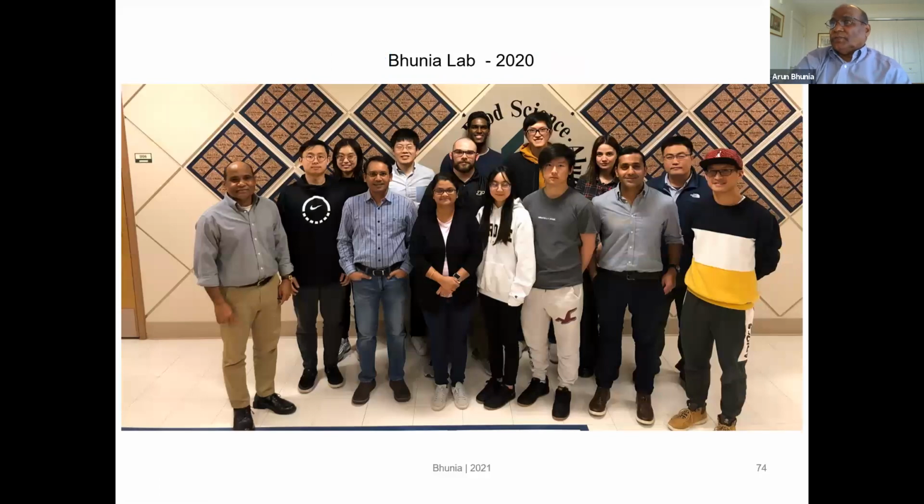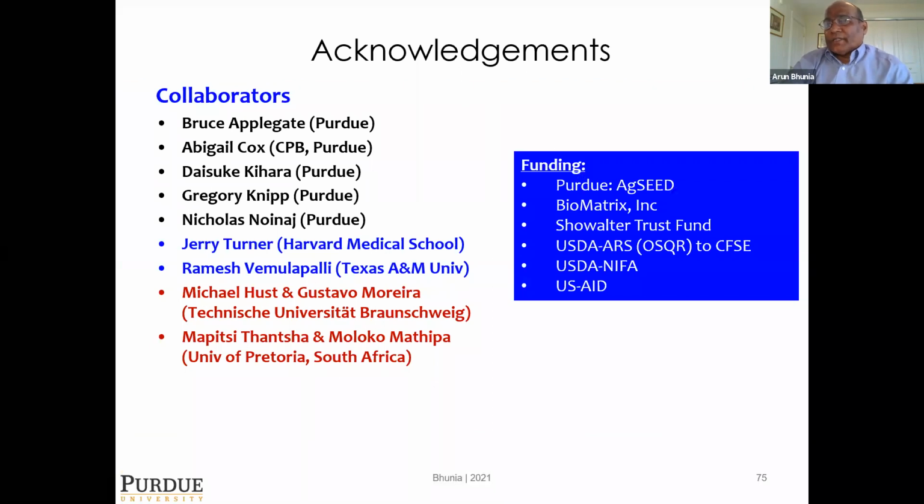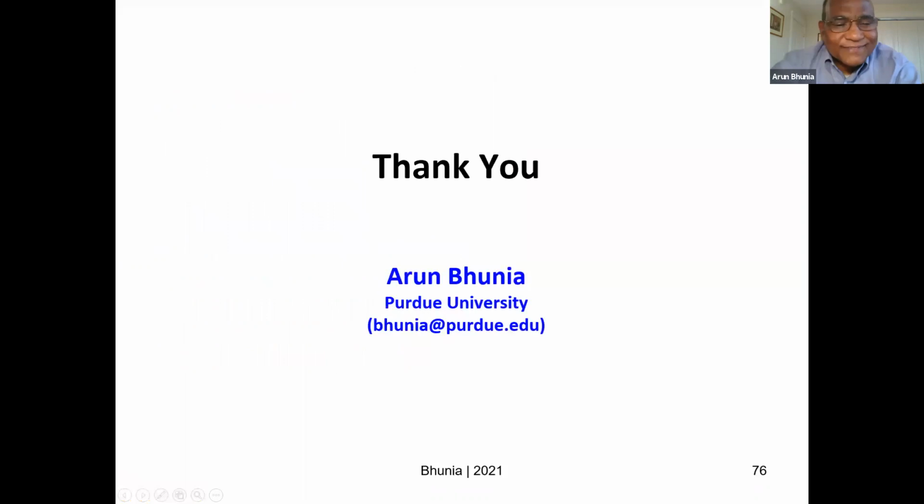So these are my lab group. This is from earlier in 2020, actually. We have a few more students still there. Many of them graduated. And some of the collaborators here at Purdue, as well as outside, and one collaborator from Germany, and of course, South Africa, which I mentioned. I know I took a little longer. If you have any questions, I would be happy to address them. Thank you.